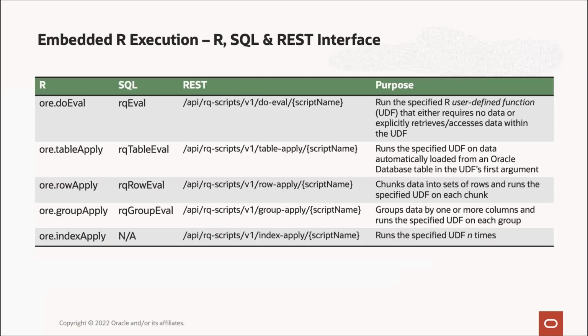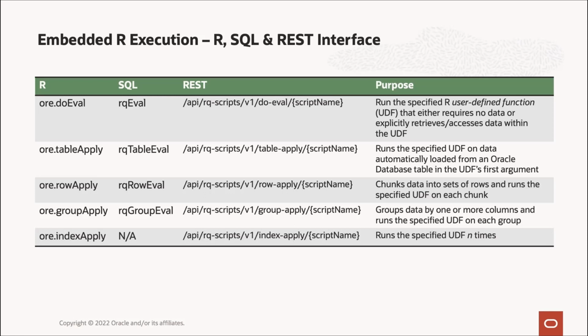So now that we've covered the interfaces and some of the use cases and background, let's dive a little deeper into the specific functions that are associated with embedded R execution. In our table here to the left, we define both the R function and the corresponding SQL and REST functions and endpoints for each of the functions. So starting off with ore.doEval, it runs the specified UDF that requires no data or accesses data within the UDF.